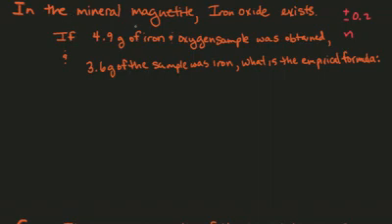Here we have an example in which we have the mineral magnetite that has iron oxide within it. So if we find 4.9 grams of the sample that has iron and oxygen, and 3.6 grams of that sample was iron, what is the empirical formula is the question. Alright, so steps.